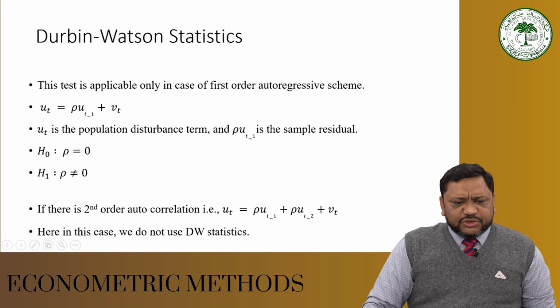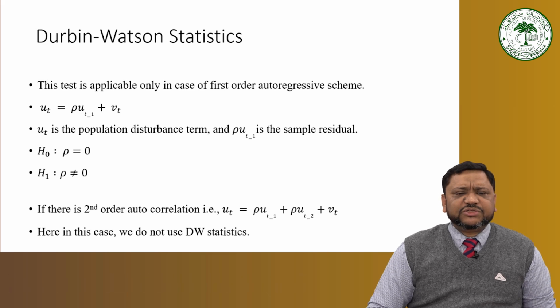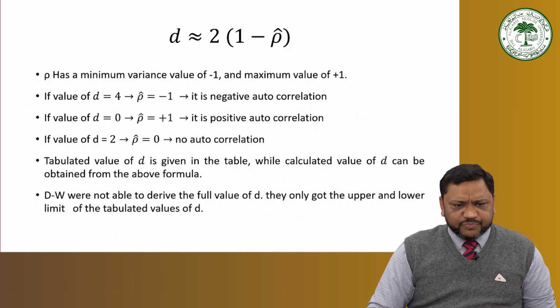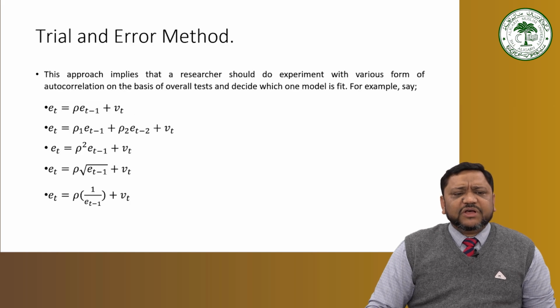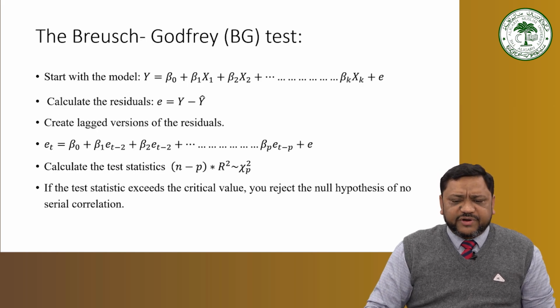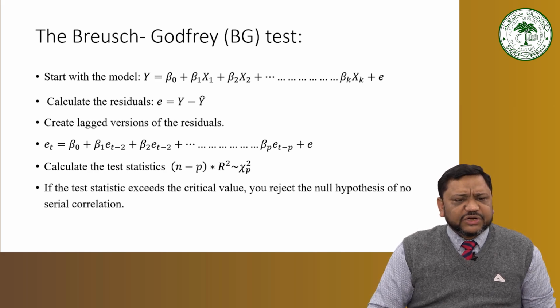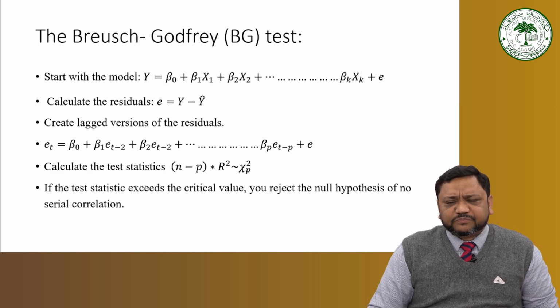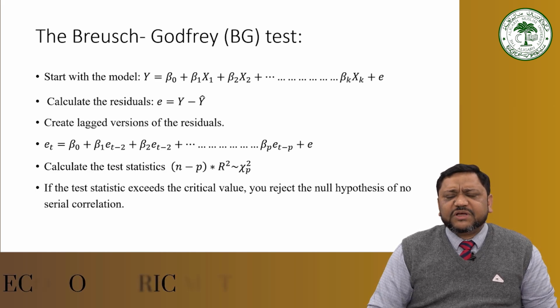One issue with Durbin-Watson statistics is that it cannot work if the autocorrelation is of second degree. If that is the case, then we have to go for the Breusch-Godfrey test. This test can accommodate even second degree autocorrelation. Now, let us quickly go through the process of the Breusch-Godfrey test.